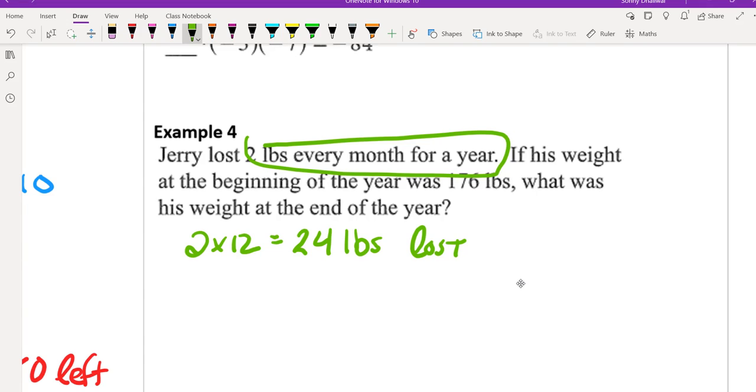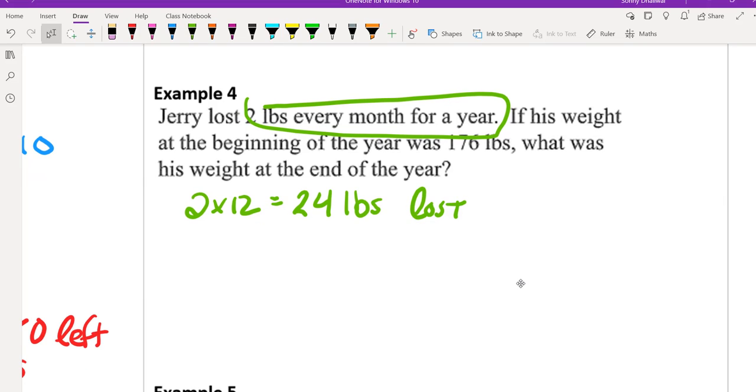Neat. So he lost 24 pounds, right? How do we figure out his weight? Yes, Suhani. 176. Subtract, right? Remember, lost is a negative number. We talk about positive and negative numbers, right? Minus 24. So 176 minus 24. Can you do that in your head? Oops, not dollar sign. 152 pounds.